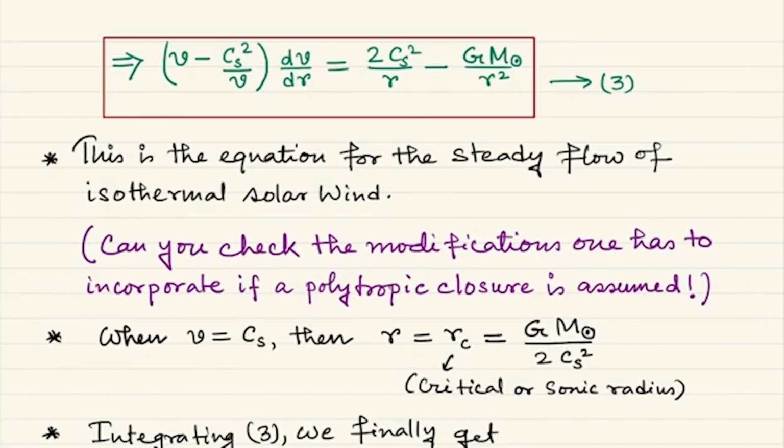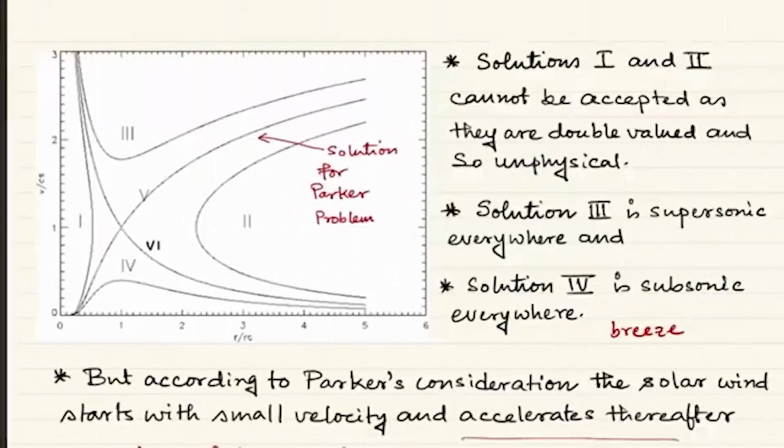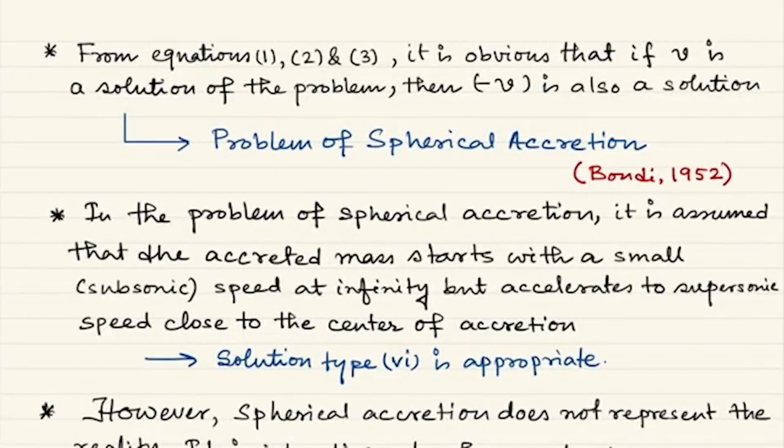Of course, if the condition is not steady, then they are not equal, because when the del V del T term comes, then V and minus V make a difference. But for the steady case, the spherical accretion problem and the stellar wind problem are the same thing, just for the opposite direction.